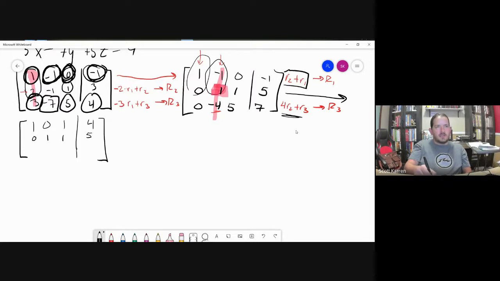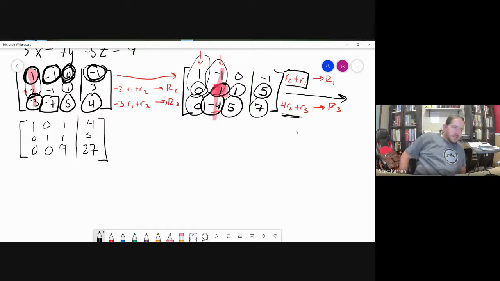On this other guy, I'm taking 4 row 2s and then adding it to row 3. So 4 times 0 is 0. Add that to 0 is still 0. 4 times 1 is 4, plus negative 4 gives me the 0. 4 times 1 is 4. Add that to 5 is 9. And then 4 times 5 is 20. Add that to 7, and that's 27. Right?